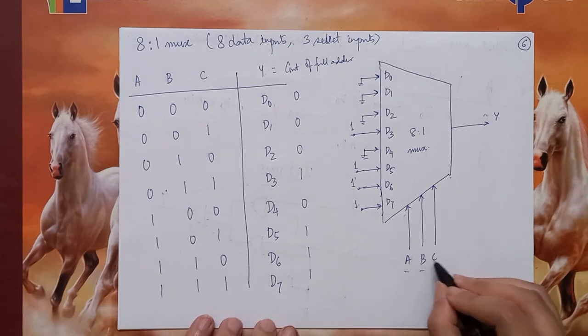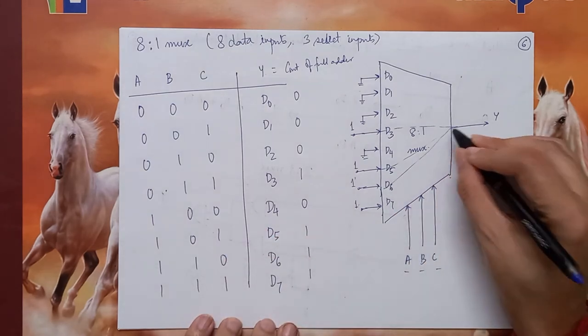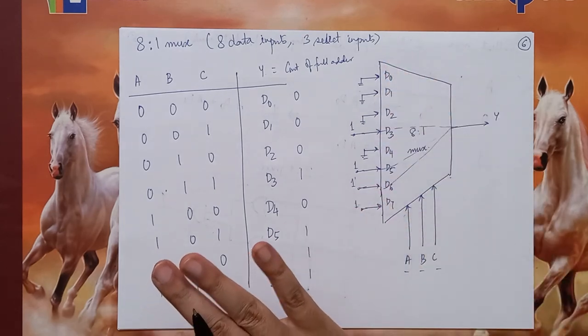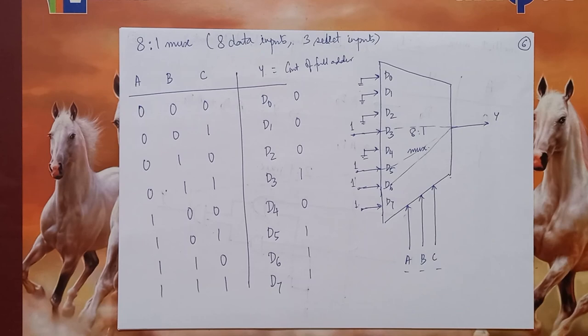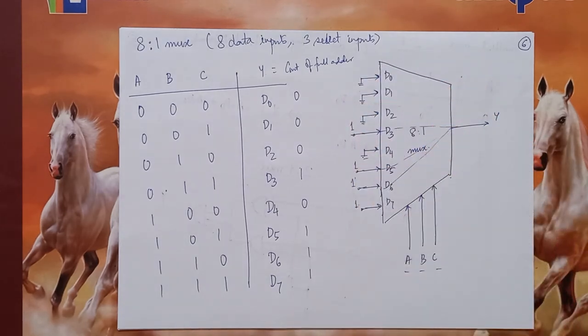So let us say if A, B, and C is 0, 1, 1, then D3 will be selected to Y. If A, B, C are 1, 0, 1, then D5 will be coupled to Y. If A, B, C is 1, 1, 0, then D6 will be coupled to Y. This is the way. The value of these data inputs, from the perspective of the mux, the inside of the mux is not important. For a user, yes, the user has to give the different logic values outside. And then it will work as per the specific function of his choice.